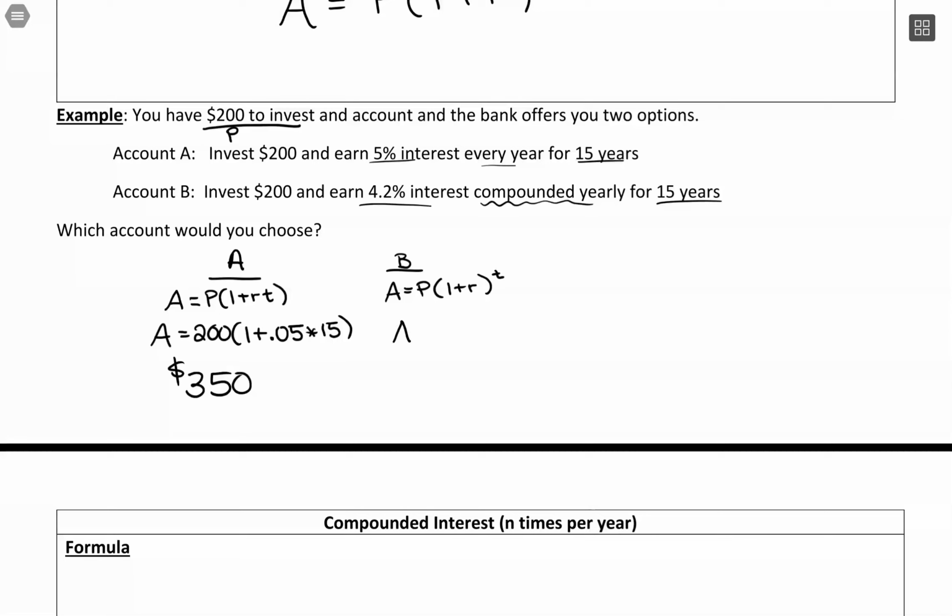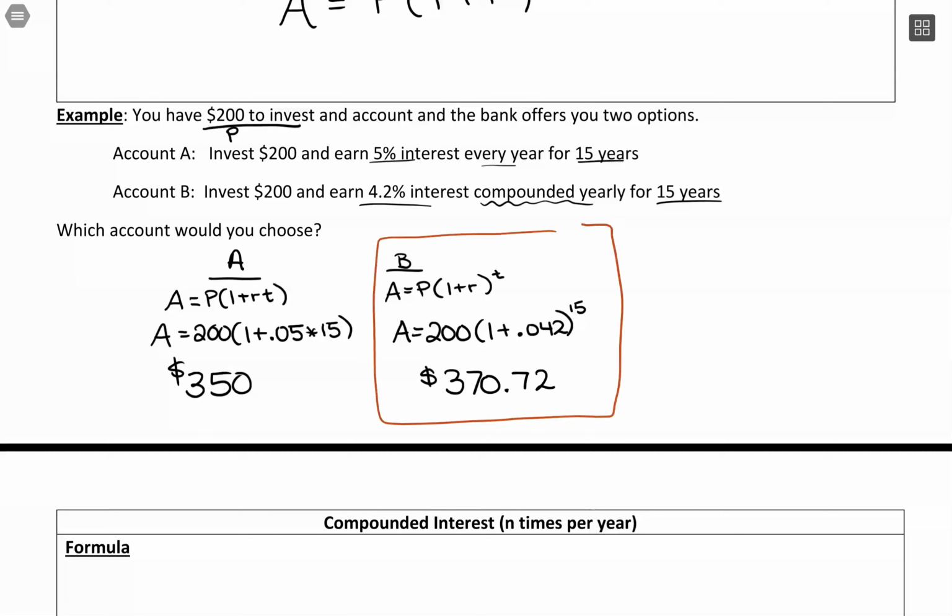Whereas with account B, we'll have our principal of 200, 1 plus the rate of 0.042, and then our exponent will be the number of years, 15, and this will be 370.72. So even though it's a lower percentage rate, because it's compounded yearly, account B is better. After 15 years, you'd end up with more money in that account.